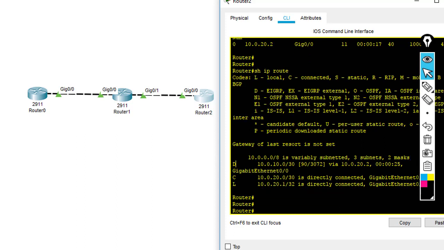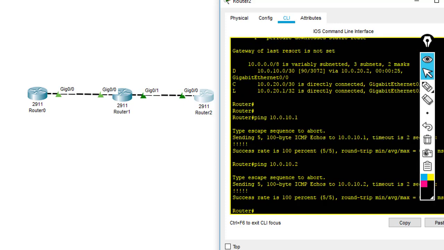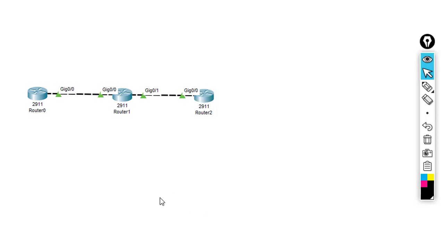You can see the D here, which means EIGRP, and you can see the AD is 90 here. The 10.0.10.0/30 network is advertised from router 1. So you can ping 10.0.10.1 and 10.0.10.2 here. You see the EIGRP protocol working. All right, so I hope you guys enjoyed this video, and thank you very much.